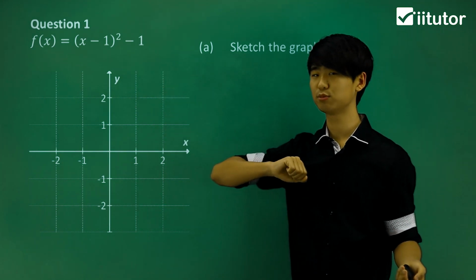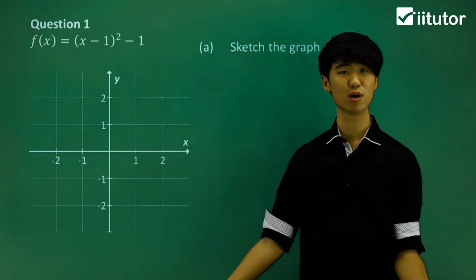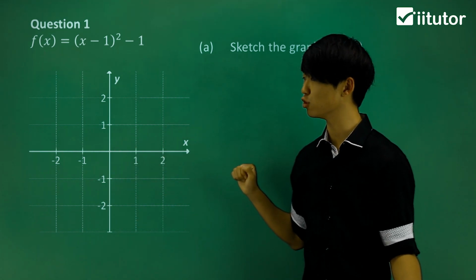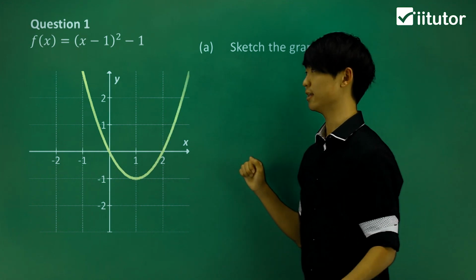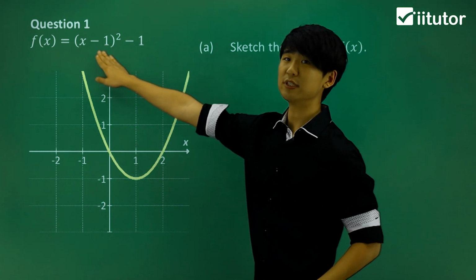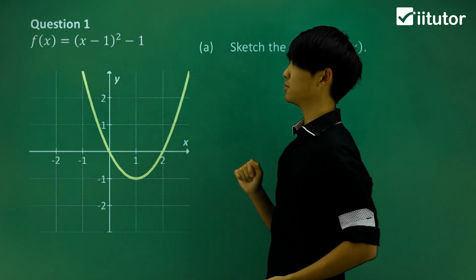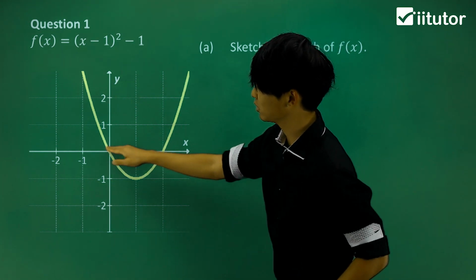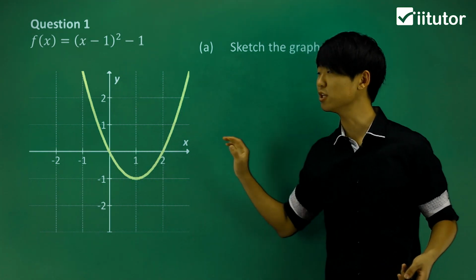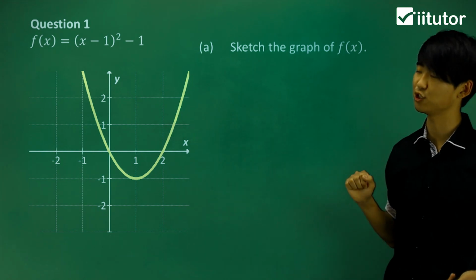Because we have a squared there, it looks like it's going to be some sort of parabola. Hopefully we already know how to draw this. It's going to look like this. It's going to be shifted 1 unit to the right and 1 unit down. So that's my parabola, that's my function there.